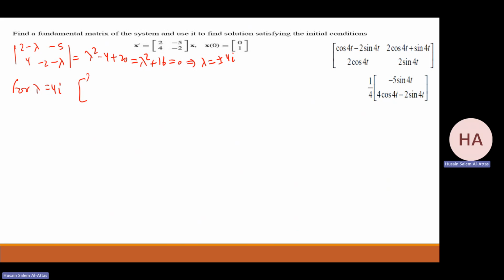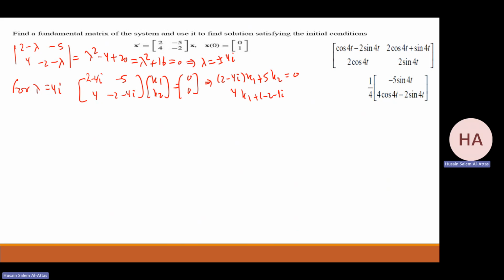So we have the matrix with 2 minus 4i, minus 5, 4, minus 2 minus 4i, times k1, k2, which will be 0, 0. So I have (2 minus 4i) k1 plus 5 k2 equals 0, and 4 k1 minus (2 minus 4i) k2 equals 0. You need to be sure that these two equations are the same.